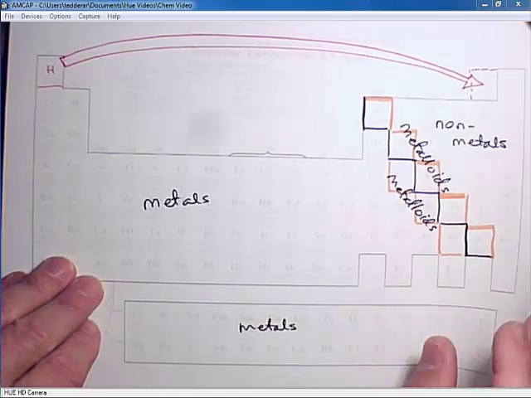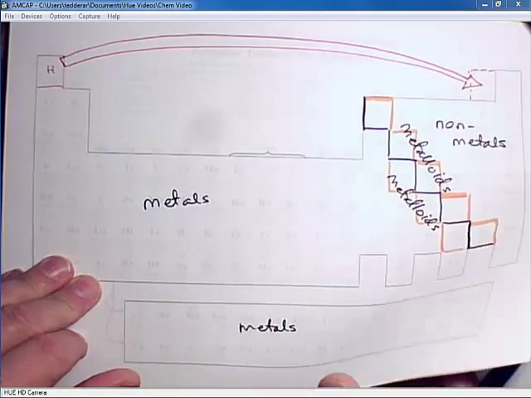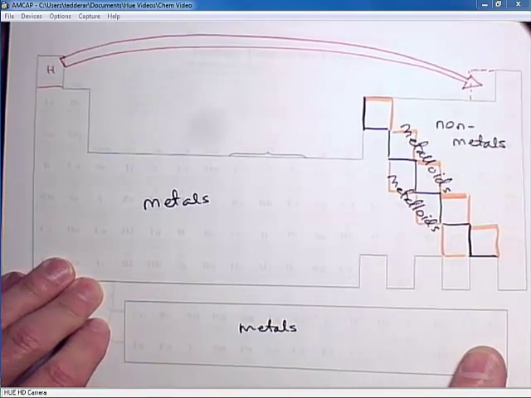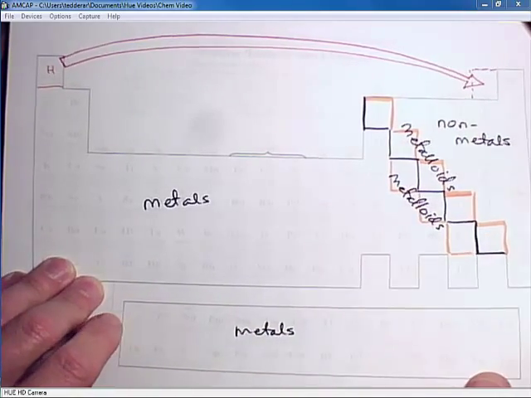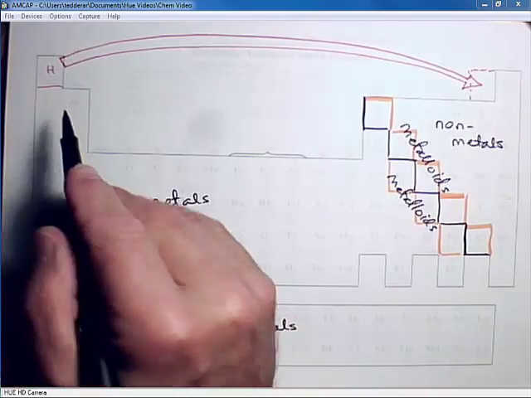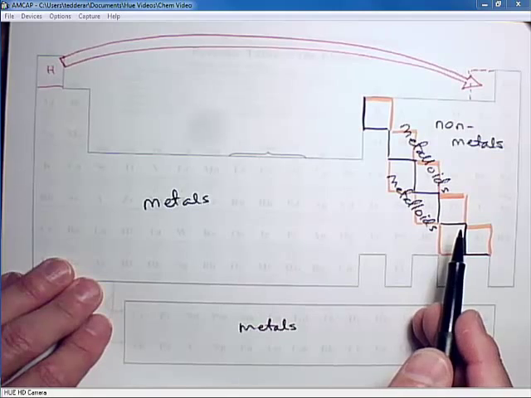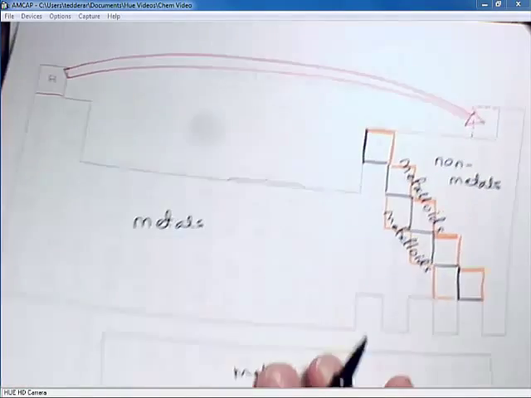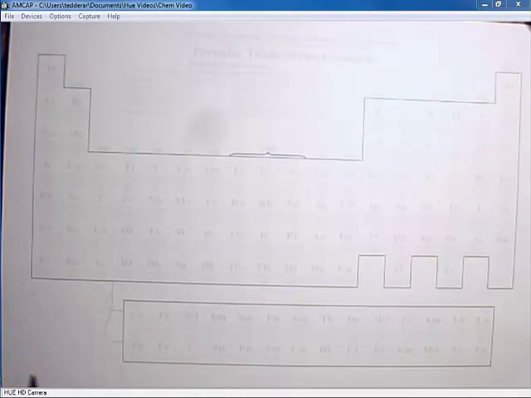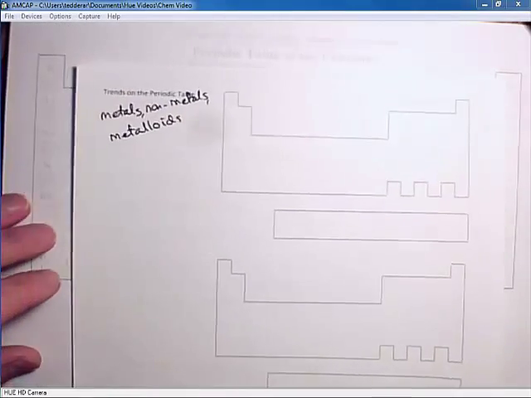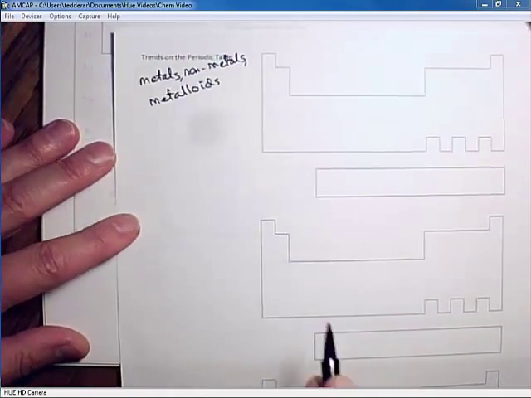So that's really all you need to know about metals, nonmetals, and metalloids for now. It's really important that you remember hydrogen belongs over here when we're talking about metals and nonmetals. Got it? All right, then. Next thing I want to talk about is atomic size.